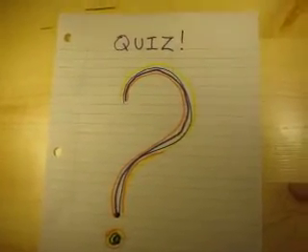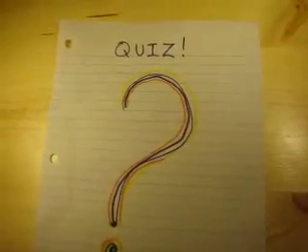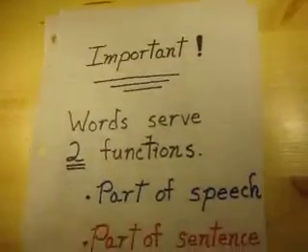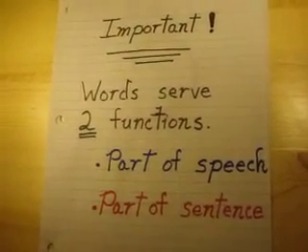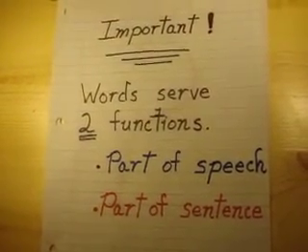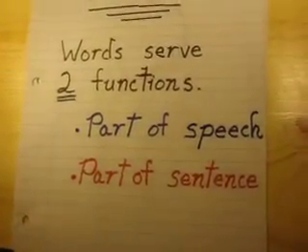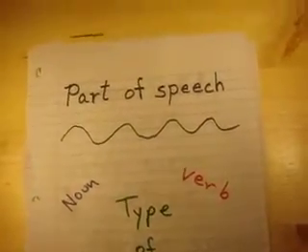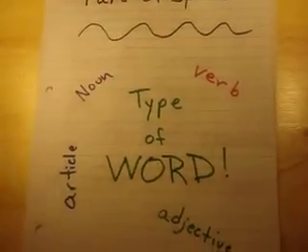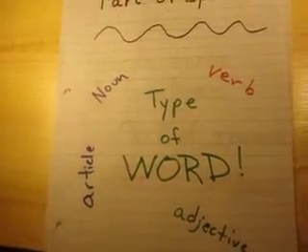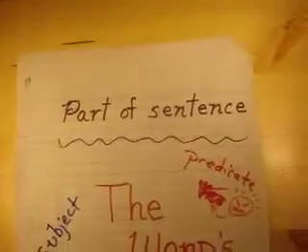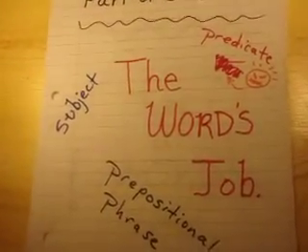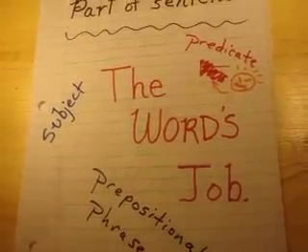Let's take a quiz. As you know the answers, please feel free to blurt them out. Question number 1. How many functions does a word have? 2 is correct. Part of speech and part of sentence. When I say the words part of speech, what do I want you to think about? Yes, the type of word that it is. When I say part of sentence, what does that mean? Yes, it's the word's job.